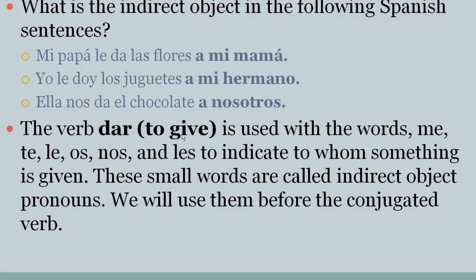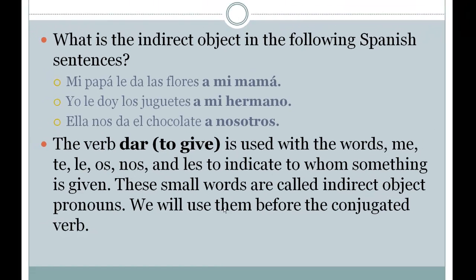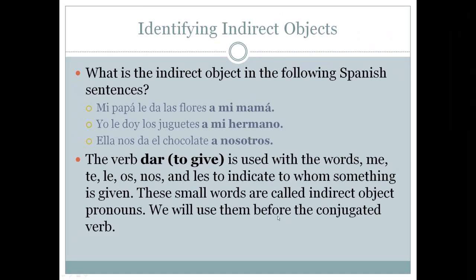So the verb dar, to give, is used with the words me, te, le, nos, les. We really don't use os, that's for vosotros, which is used in Spain. So that's to indicate to whom something is given. These small words are called indirect object pronouns. We use them before the conjugated verb, so it goes right before the verb dar, which is to give.